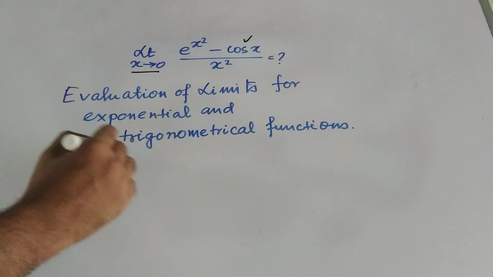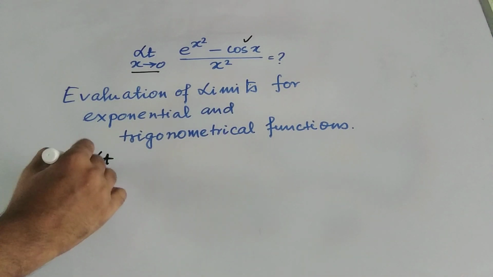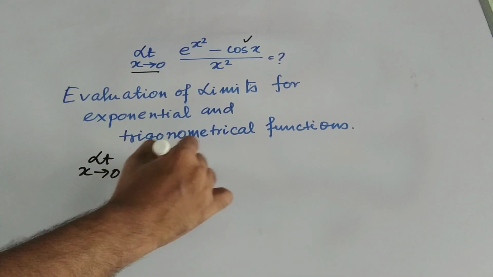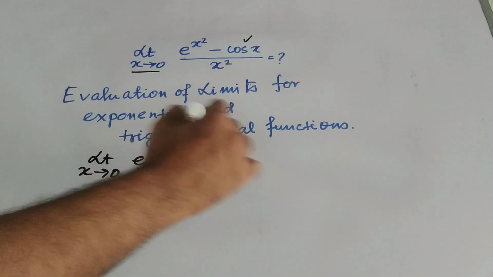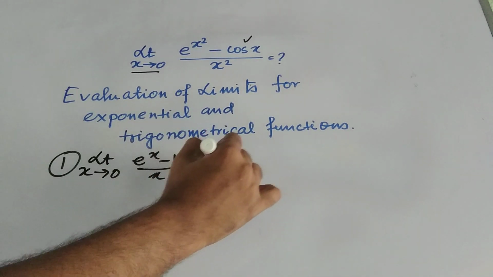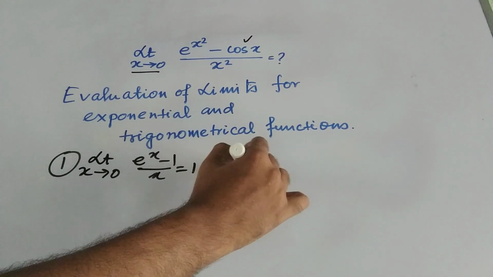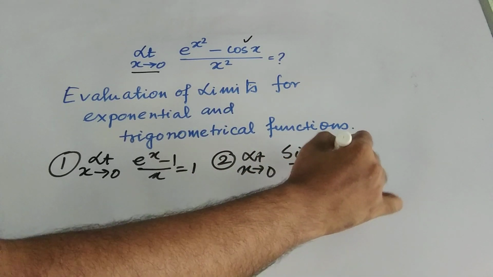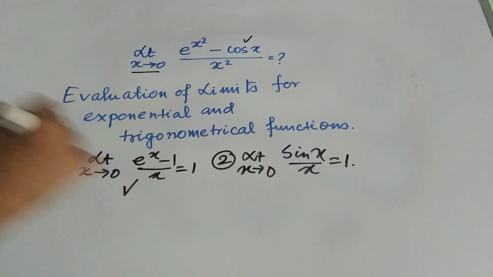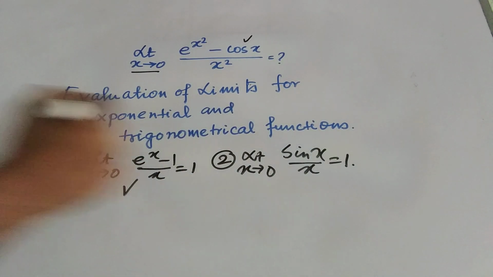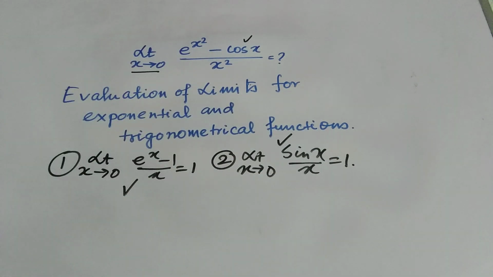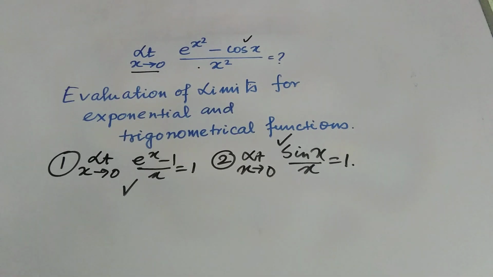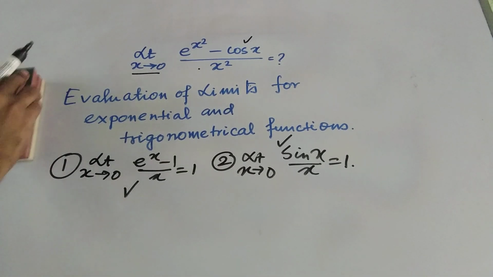Two basic formulas I shall be using for this. One is limit x tends to 0 e to the power x minus 1 by x equal to 1. That is the basic fundamental formula of limit. And the second one is limit x tends to 0 sin x by x equal to 1. So this is one basic fundamental formula of limit for exponential function. This is another one for trigonometrical function. I shall be using these two functions separately to evaluate this particular limit expression. How? So let me show you that.